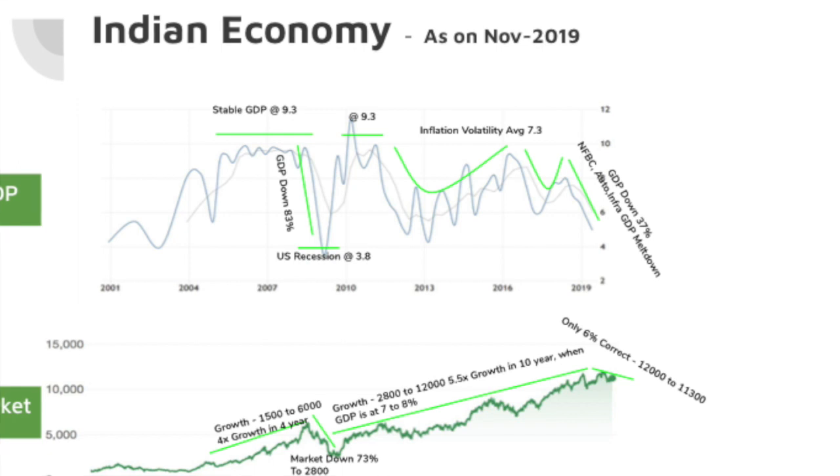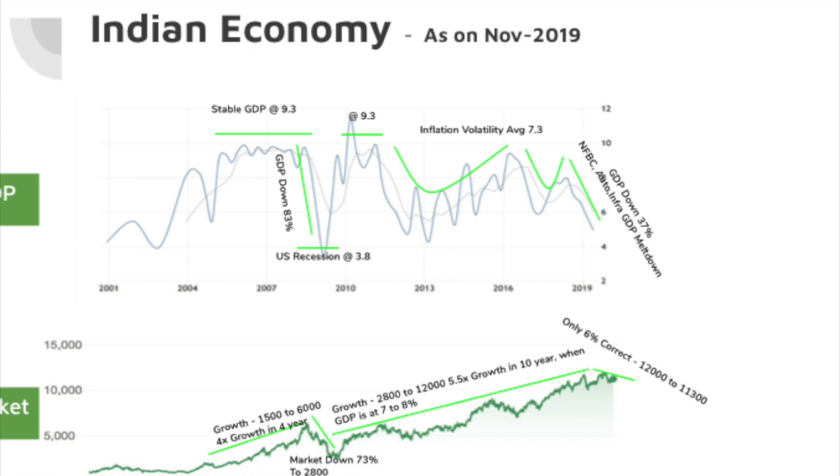We are actually trading at around 11,300 points, which is 6% down from our all-time high. When you compare our GDP number, which is 37 percent down from the last high of 7.3%, the market didn't correct that much.